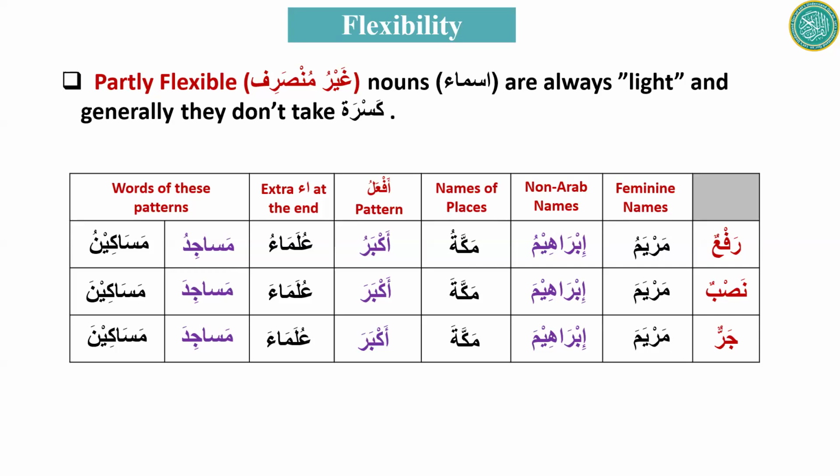And the same is true for masakinu. Another word will be masabihu. Masabihu, lamps. Or ababilu. In Surah Al-Fil, we have the word ababil. But it sounds like masakin. Ababilu. Masakinu. So the words that sound like this are also partly flexible. They will always be light, and generally they will not take kasra.